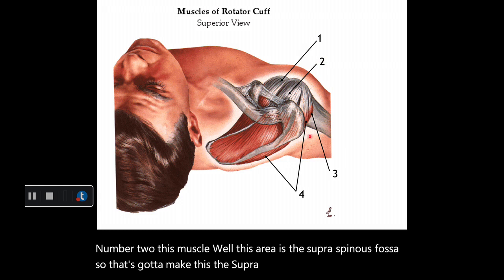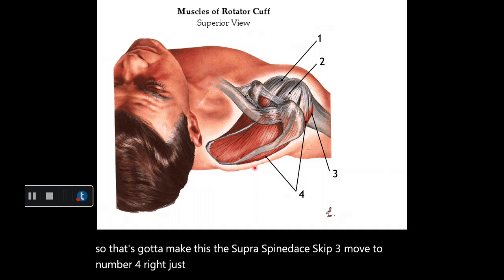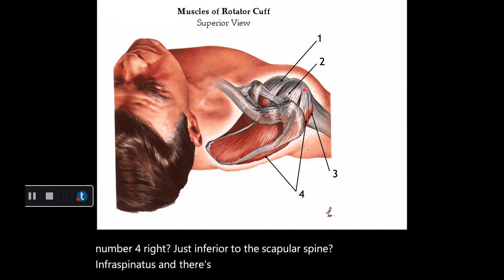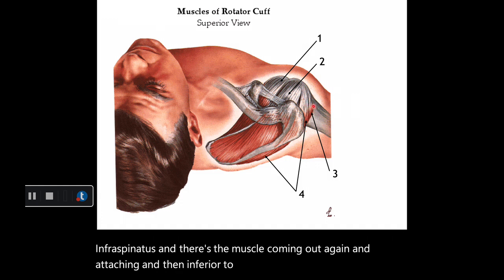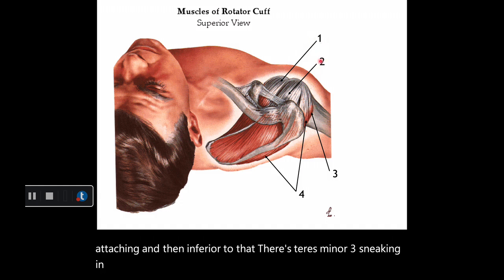Skip number three, move to number four. Just inferior to the scapular spine, infraspinatus, and there's the muscle coming out again and attaching, and then inferior to that, there's teres minor, number three, sneaking in. So, subscapularis, supraspinatus, teres minor, infraspinatus, 1 through 4.